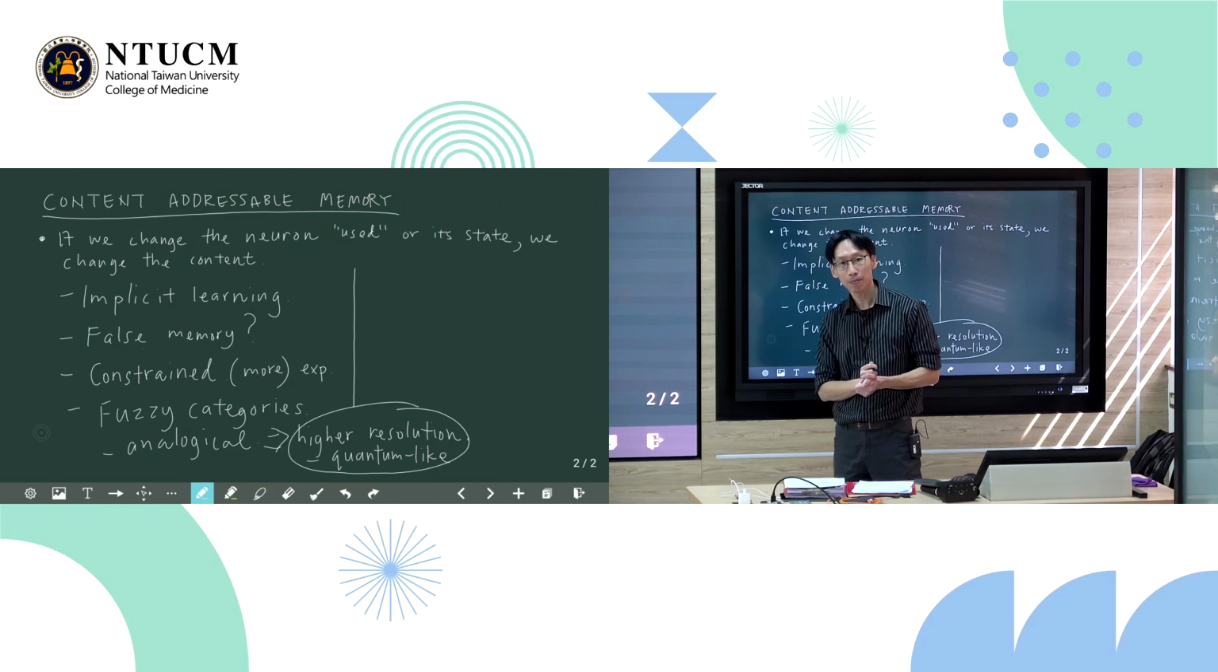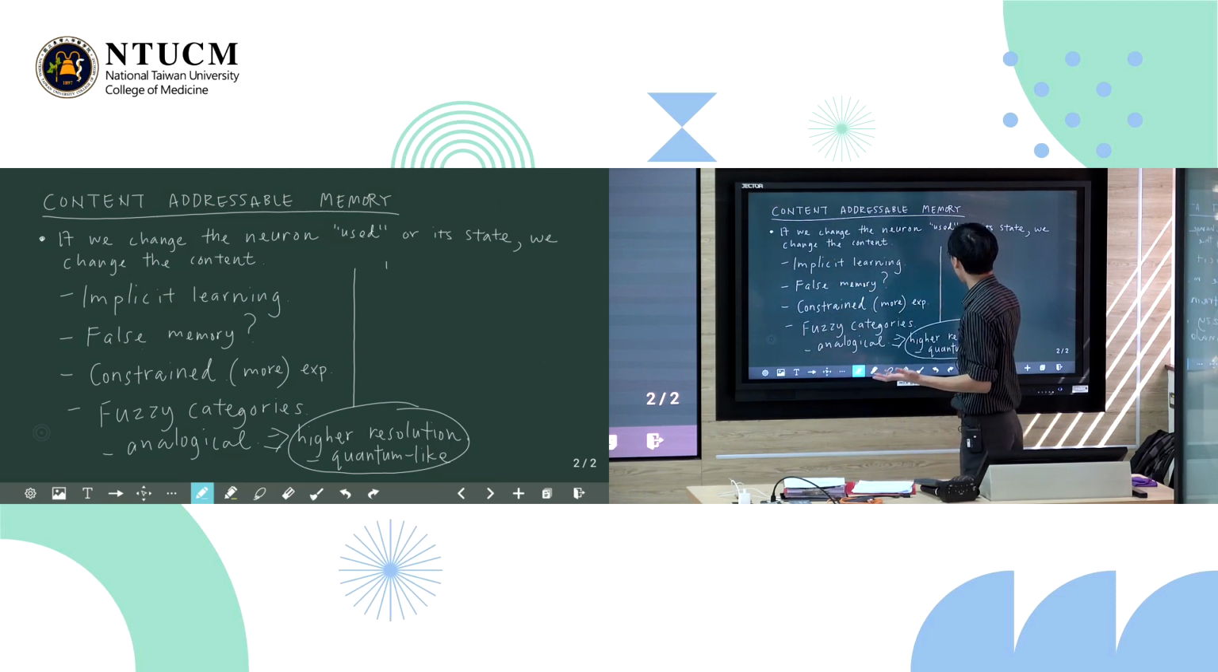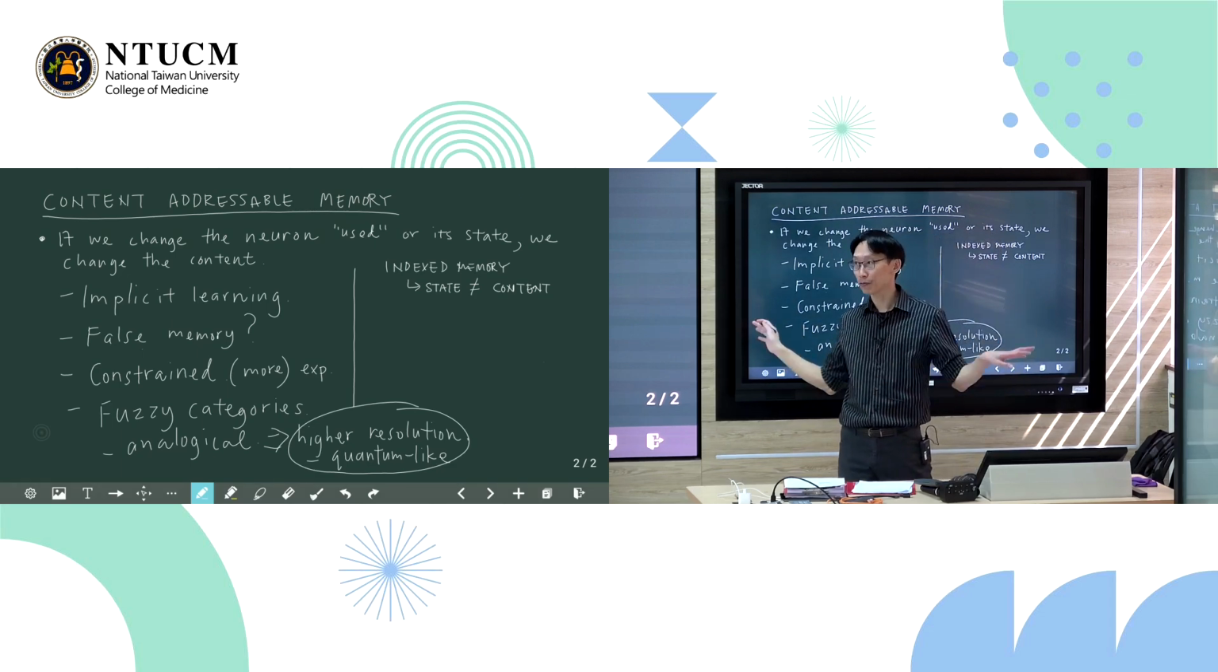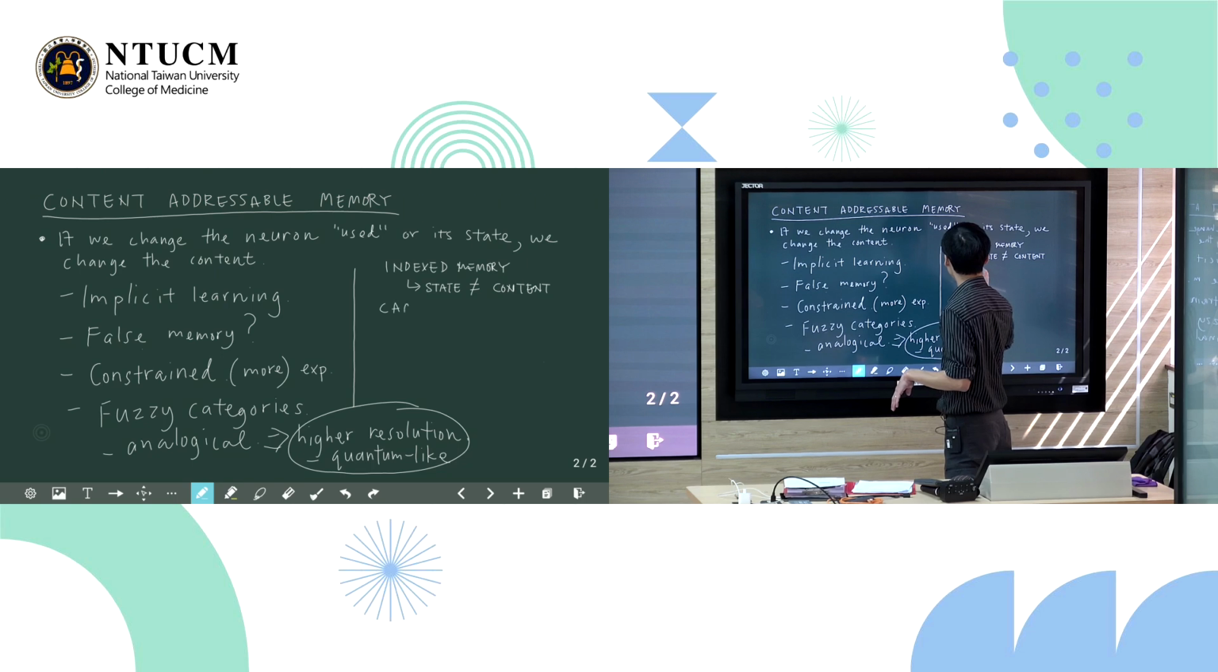when we say content addressable memory, what we mean is that instead of indexed memory, which is that the state is not equal to or is independent from the content, content addressable memory, the state is a function of the content. And that's the key distinction here.